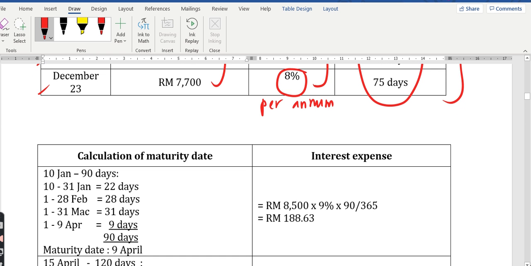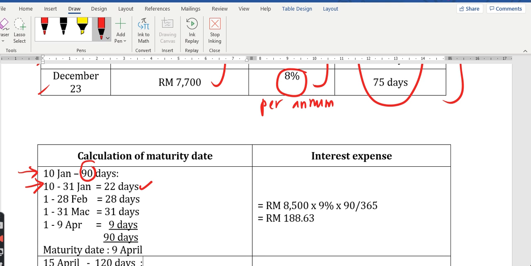The first one, the notes payable was issued on 10th of January. Given in the question, the maturity period is 90 days. So from 10th of January until 31st of January is 22 days. How do we calculate the 22 days? We start from the day of the issuance. That means 10th of January will be included as well. So 10, 11, 12 and so forth until 31st is 22 days.